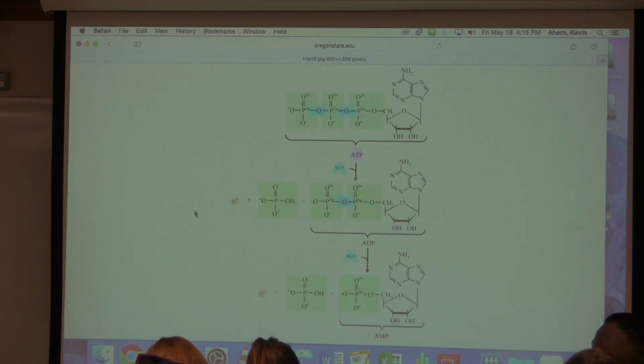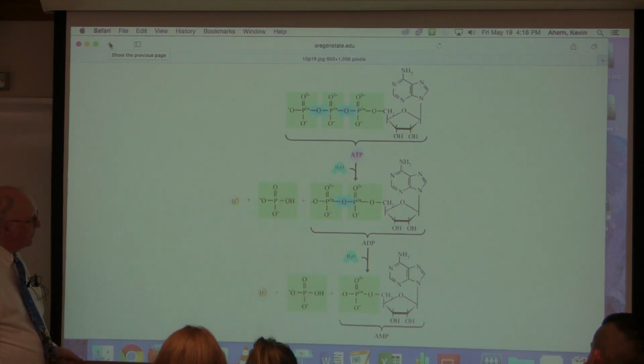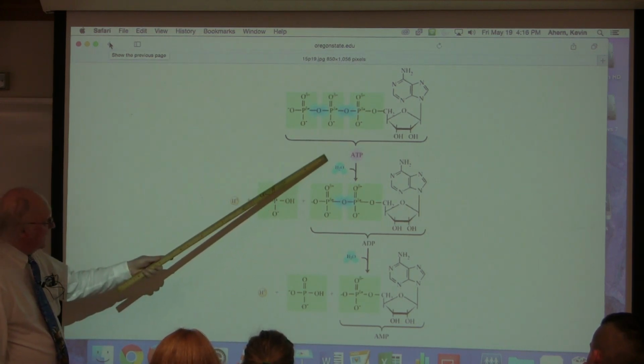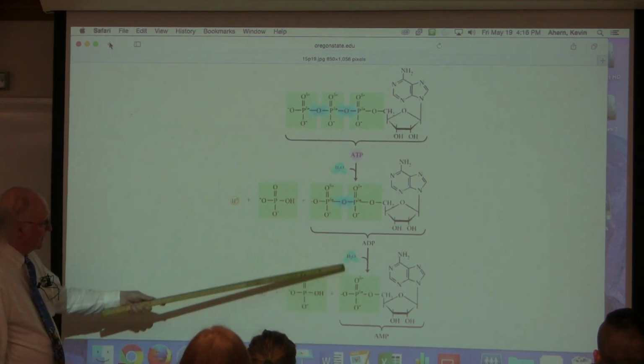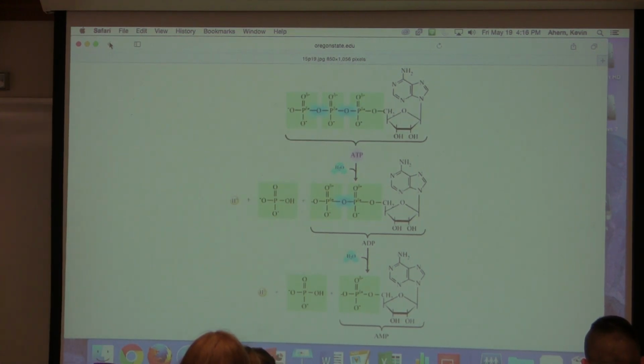Okay? And that simply shows ATP, ADP, and AMP. It takes water, a hydrolysis reaction, to break off a phosphate. That's the water right there. And we can see where the water, actually we can't see where it's added there, but we can see where it actually targets the breakage right there. Water coming in right there.